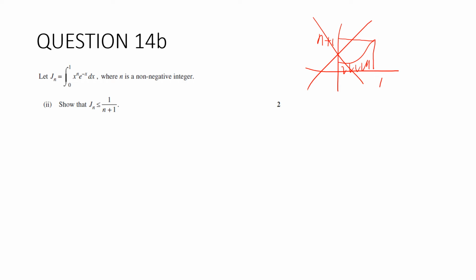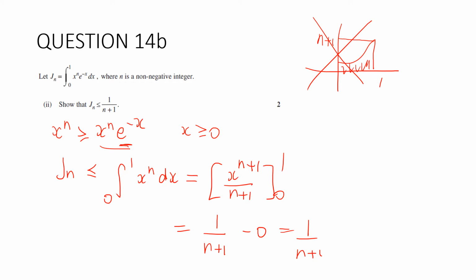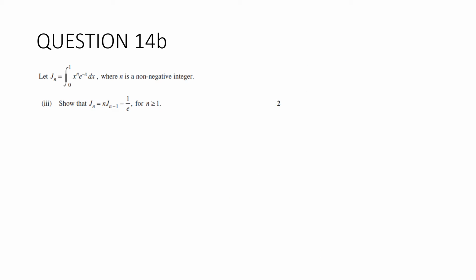The clue to this was to realise that x to the n is always greater than or equal to x to the n e to the negative x for x greater than or equal to 0, because e to the negative x is a fraction. Now that's Jn there, so it means Jn is always going to be less than or equal to the integral between 0 and 1 of x to the n dx. And this, of course, is where we're going to get our n plus 1 from, between 0 and 1. Substituting in, we get 1 over n plus 1 take away 0, and that's the answer.